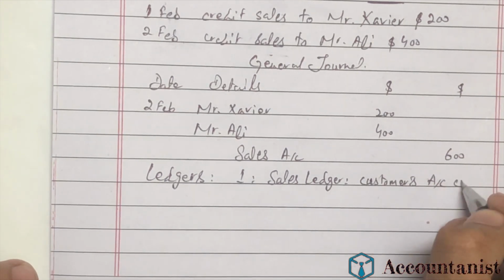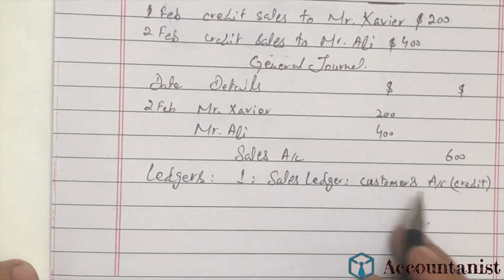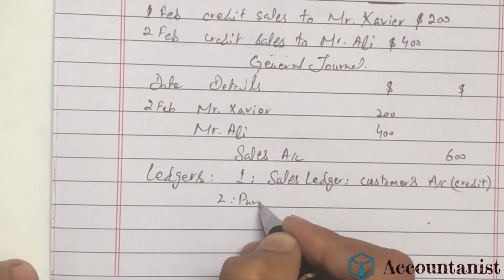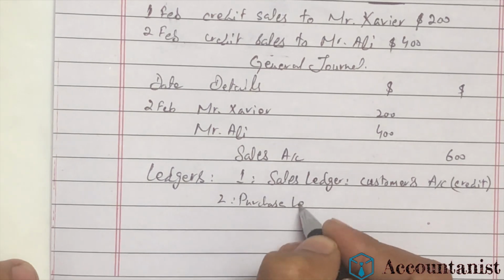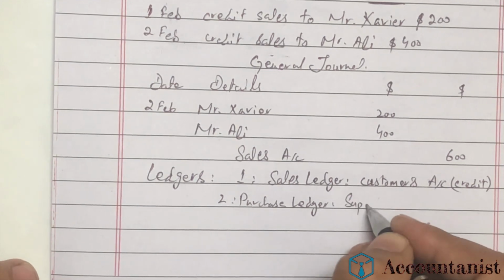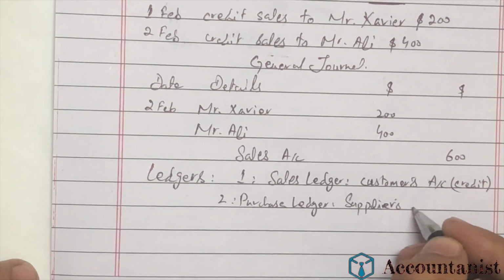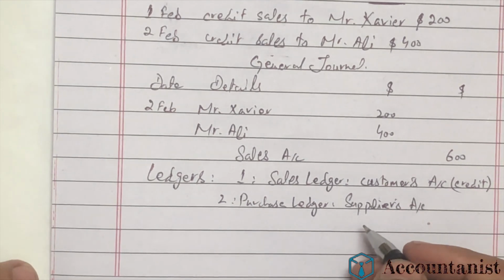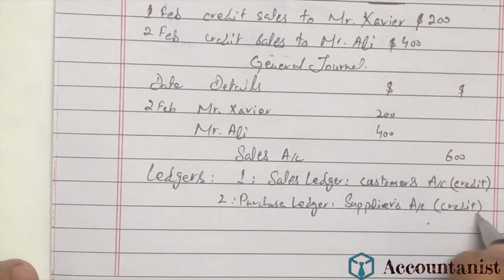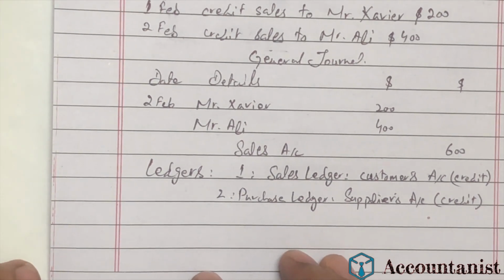So customers' accounts, which ones? They will be the credit sales ones. So only the customers' accounts will come up here. The second ledger we have is the purchase ledger, in which we make the suppliers' accounts. The suppliers' accounts only, meaning the suppliers from which we make purchases. Again, only the credit purchases will come up here, the accounts of our suppliers.